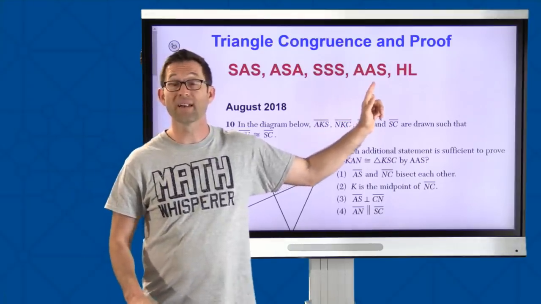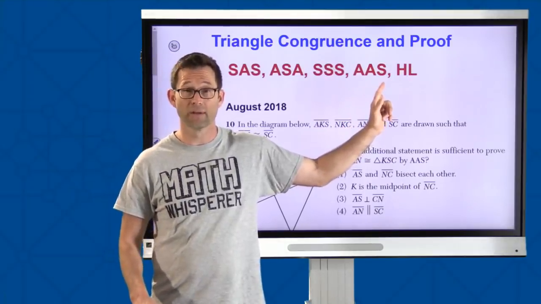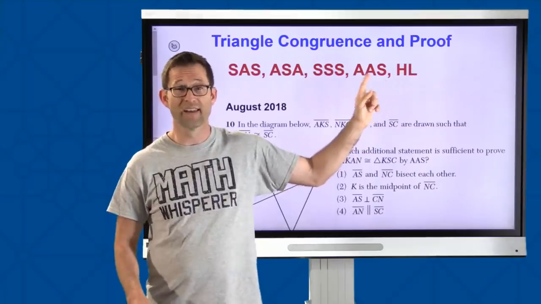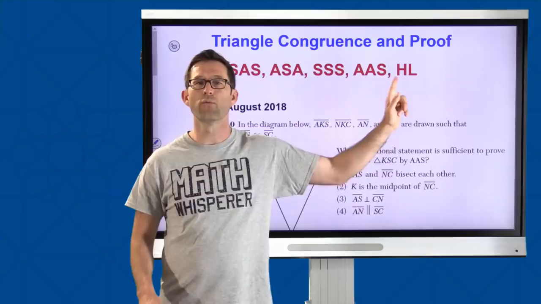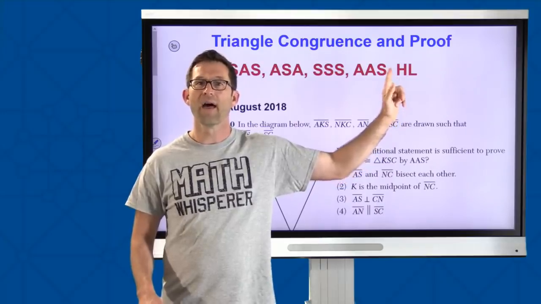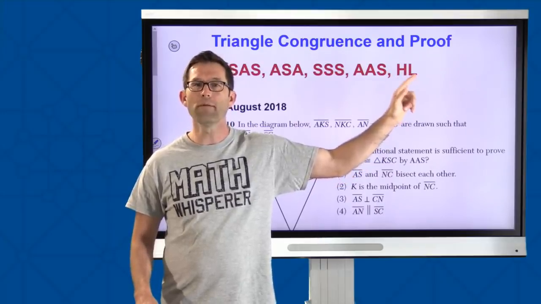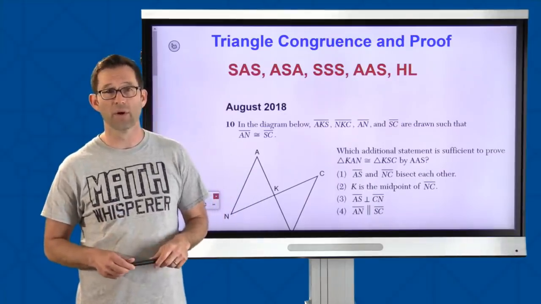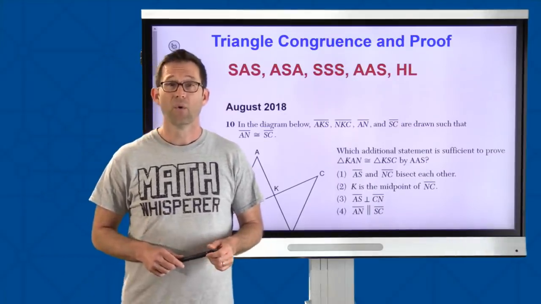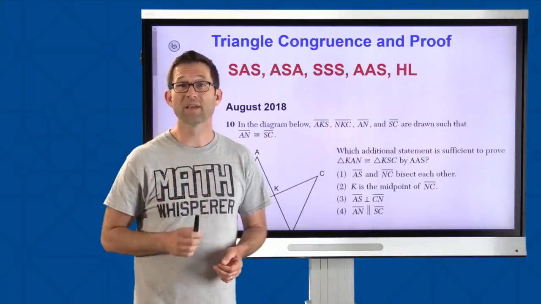If two angles and a side not between them are congruent to two angles and a side not in between them, they're congruent. And finally, a very specialized one. If we've got two right triangles and the hypotenuses are equal and one pair of legs are equal, congruent, those right triangles are congruent, known as hypotenuse leg. All right, let's take a look at the first problem.